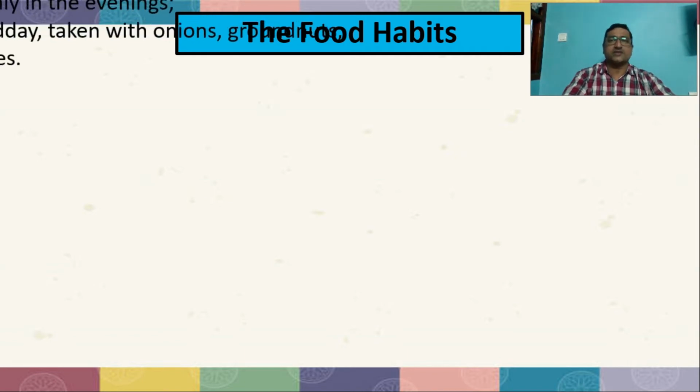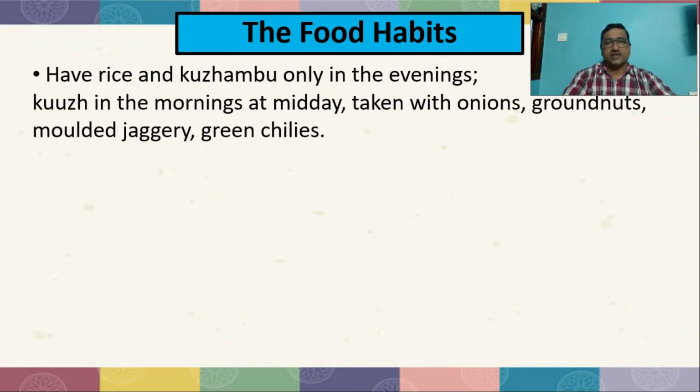Giving the description of her father's arrival, she takes up the variety of food items in their day-to-day life. As she says, they had rice and kuzhambu only in the evening, maybe the curry that they used to have with rice in the evenings. Of course, most South Indians prefer rice. Similarly, they being Tamil or living in Tamil Nadu, they preferred rice. And koozh in the morning and at midday.